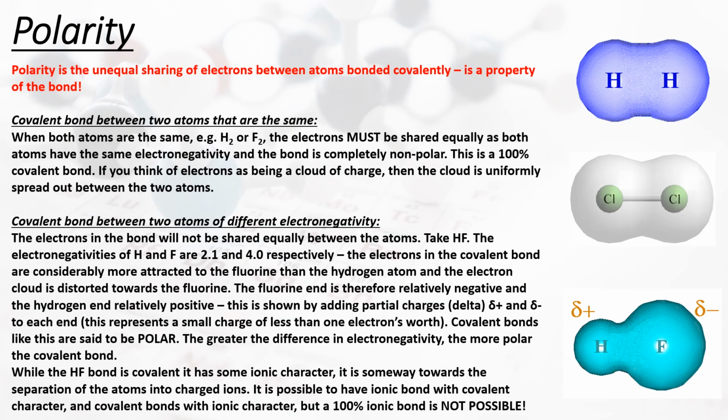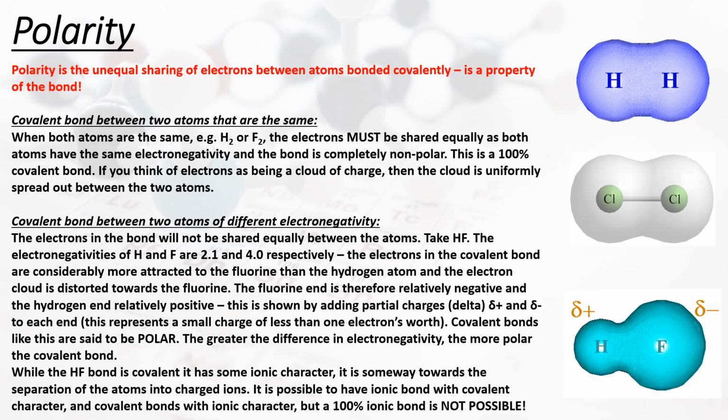This then leads us on to something called polarity. So polarity is the unequal sharing of electrons between atoms that are bonded covalently. So this idea of electronegativity leads into polarity. We have this unequal sharing of electrons because we'll have different electronegativities, different pulling powers of the electrons. And polarity is a property of the bond. So first of all, let's consider a covalent bond between two atoms that are exactly the same.